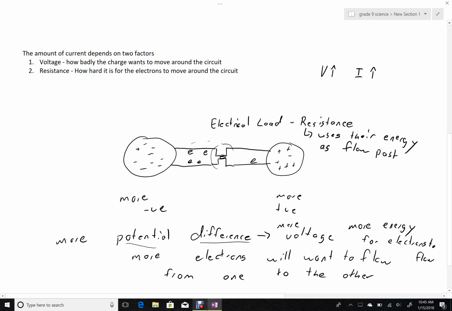And so since they really want to get through there, when they do get there, that resistance or that load can use their electrical energy in hopefully some other useful way. The narrower this is, or the more resistive this is, the higher the resistance, the harder it is for electrons to flow.